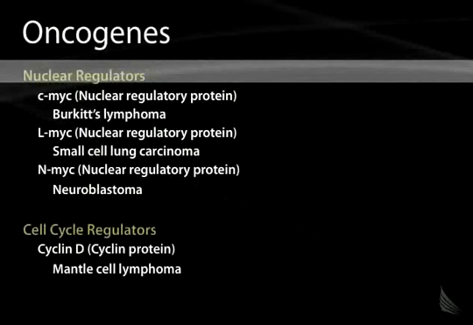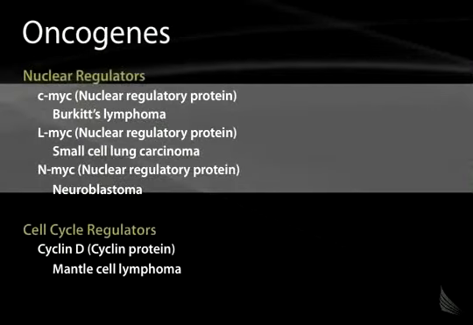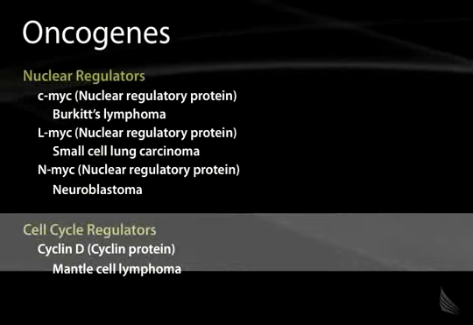Various nuclear regulators can also serve as oncogenes. This includes NMYC, which we previously mentioned, being involved in neuroblastoma, also CMYC and LMYC, the former, CMYC, involved in Burkitt's lymphoma, and LMYC being involved in small cell carcinoma. Also, genes that regulate the cell's entry and exit from the cell cycle can serve as oncogenes. This includes genes such as cyclin D1, which is seen in the development of mantle cell lymphoma.